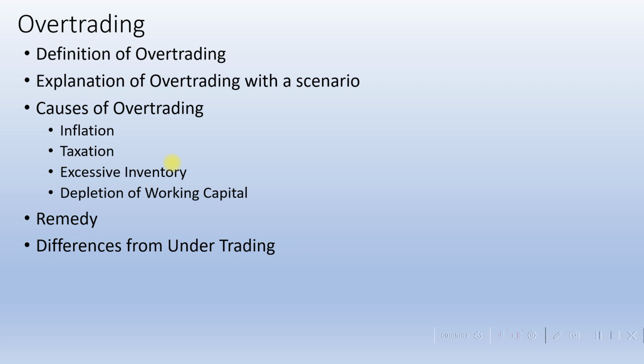We should also avoid low current ratio, where current assets are less than current liabilities in this case. We also should avoid frequent cash shortages. We should avoid bad debts. So these are the things which have to be avoided, and that is actually the remedy for overtrading. Now, what is its difference from undertrading?